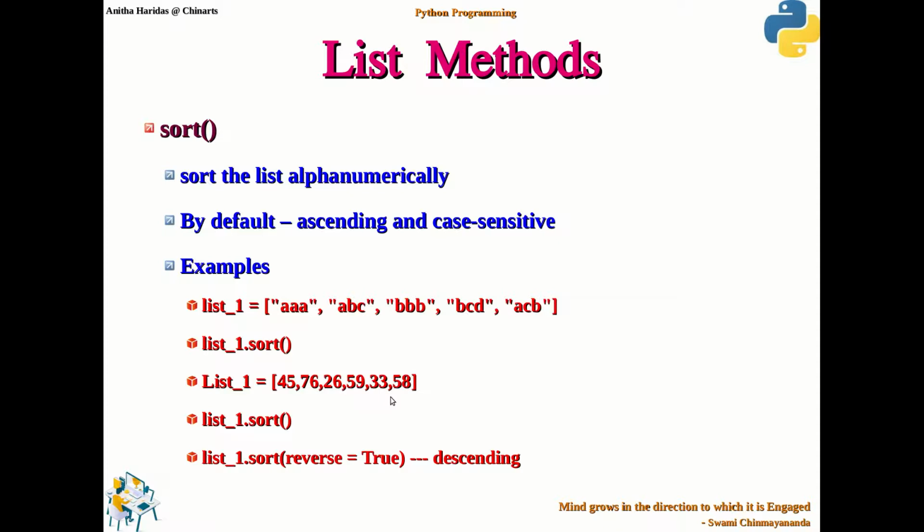Or if you are having numeric values, you can assign it to list 1. This is a small l, it is not capital L, and this list 1 dot sort can be done. And if you want to do it in the descending order, by default the sorting will be done in the ascending order. If you want to do it in the descending order, you have to give this argument to the sort method, like reverse equal to true. So if you give reverse equal to true, it will be sorting the given list values in the descending order.